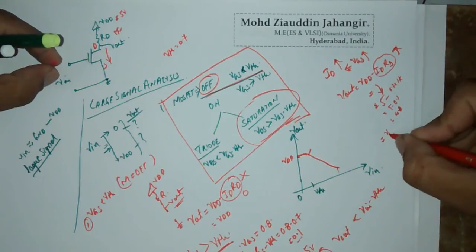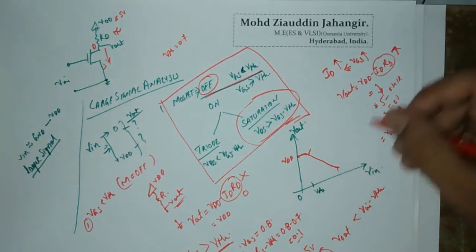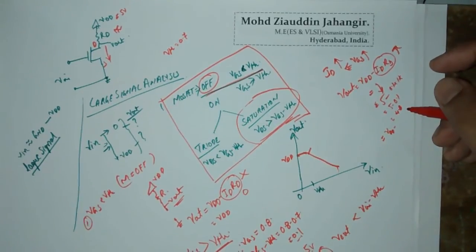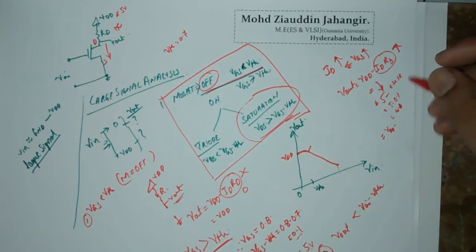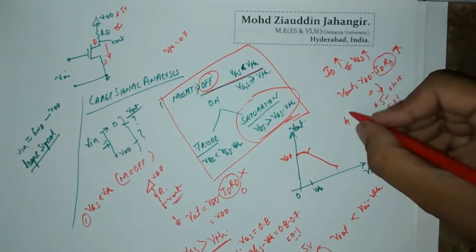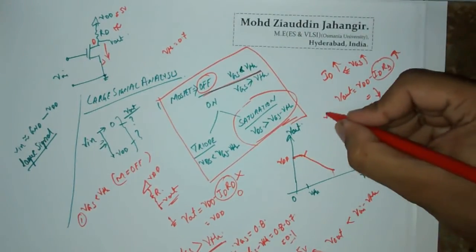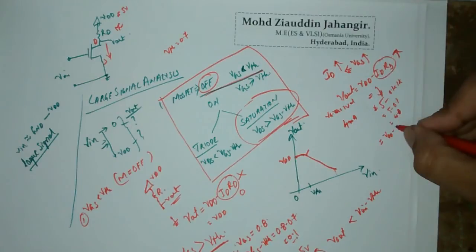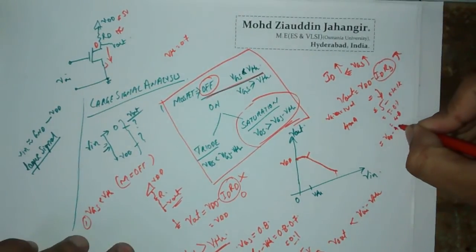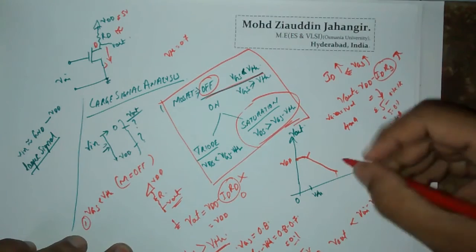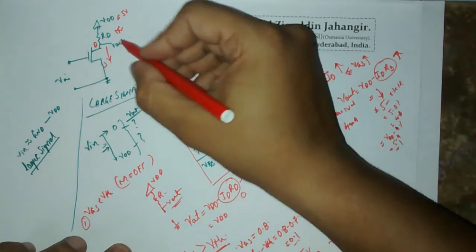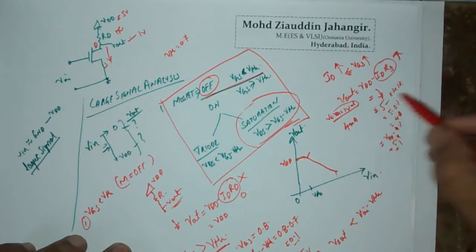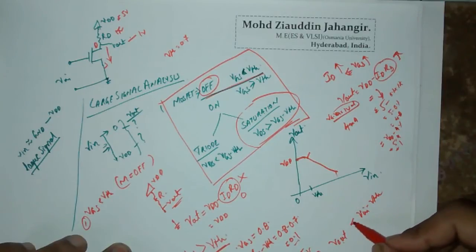By increasing this value, I have come to a point where my ID has become equal to, let us say, 4 milliampere, and my VGS minus VTH is equal to 1 volt. So what happens? Output voltage will be VDD minus 4 into 1, so 5 minus 4, 1 volt. That means your VDS will be 1 volt. This voltage will be 1 volt, whereas your Vin minus VTH is also 1 volt. So therefore your Vout is equal to Vin minus VTH.